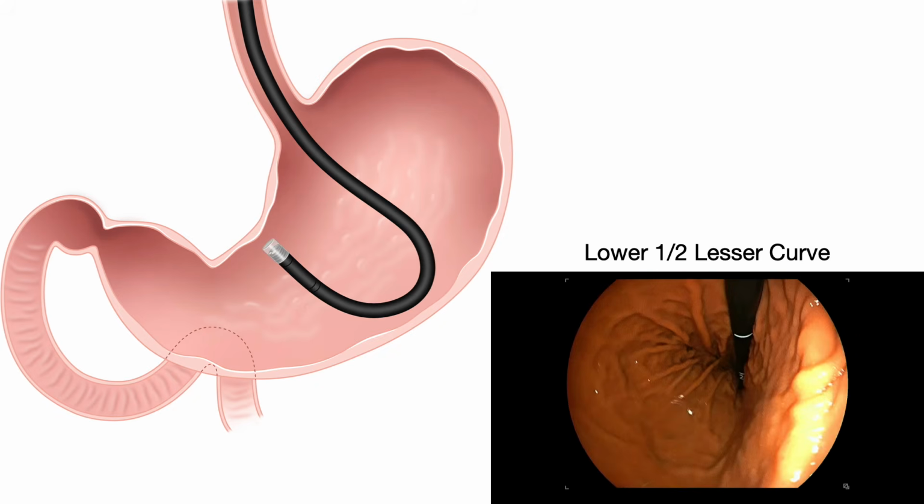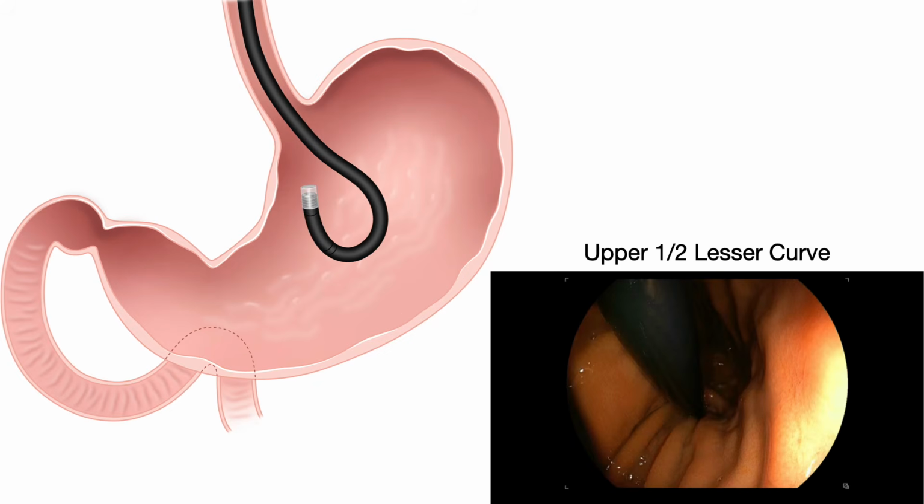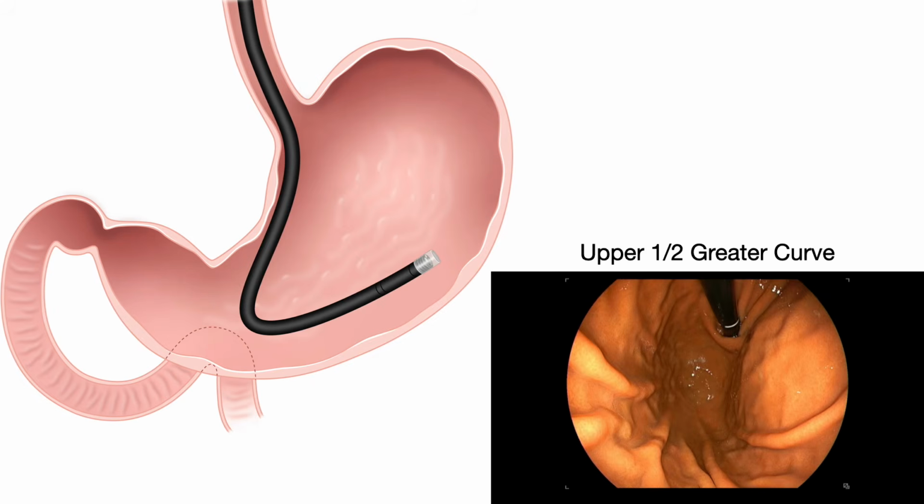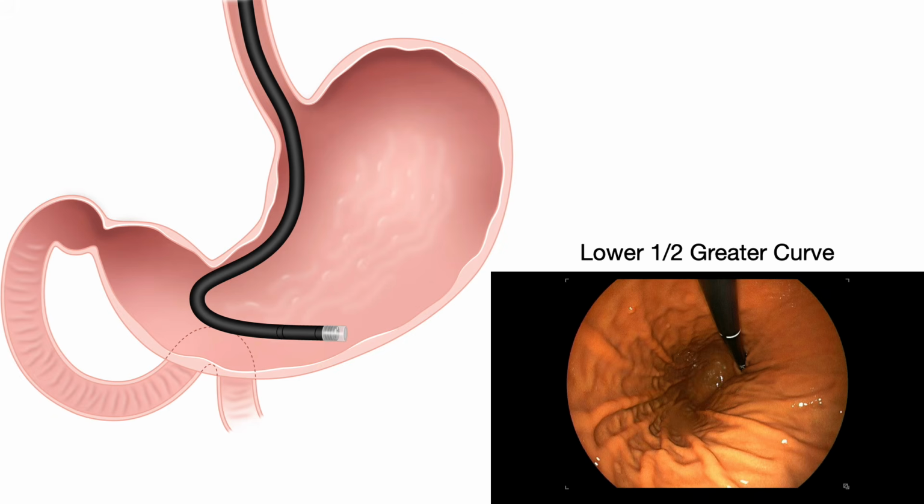And by rotating the scope while it's retroflexed, they get a great look at the fundus, the upper part of the lesser curve near the cardia, the upper greater curve. And often, by just adjusting a bit, they can see pretty much the whole stomach, again, from that angle. Check the rest of the greater curve, the body walls. It's a really important view for catching things you might miss on the way down.